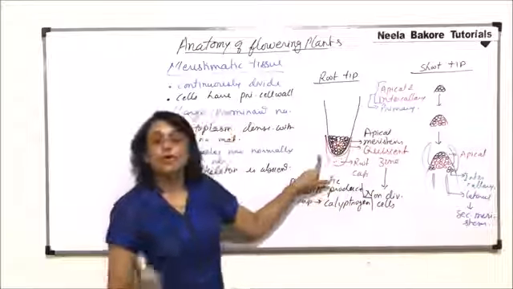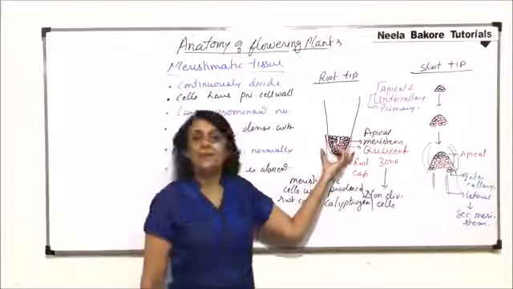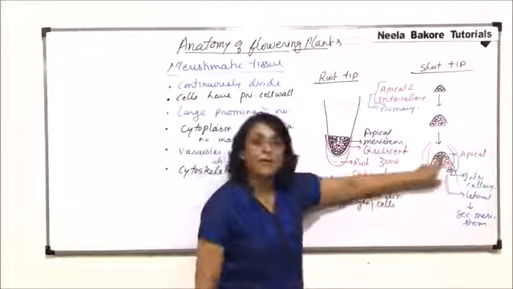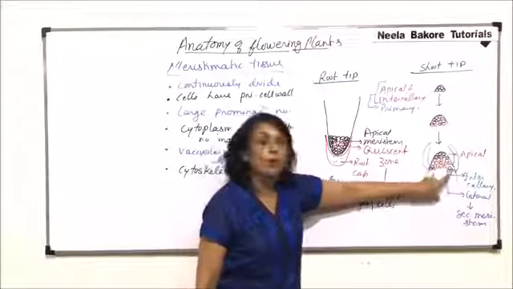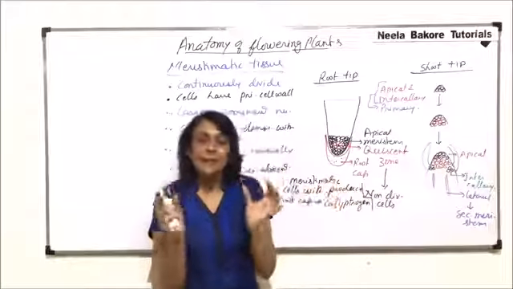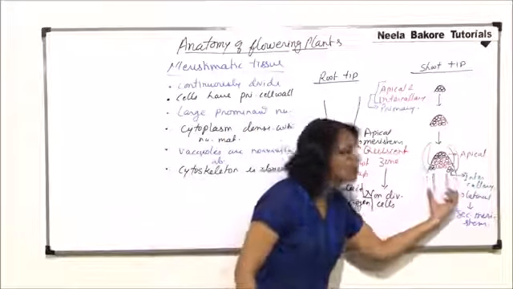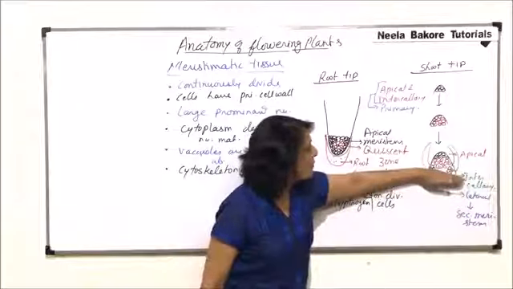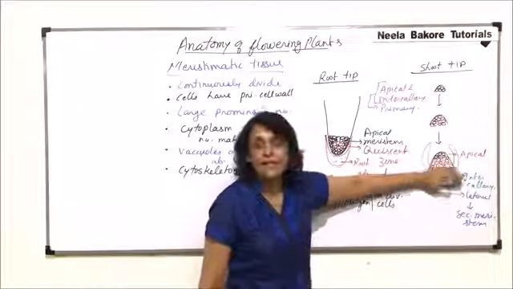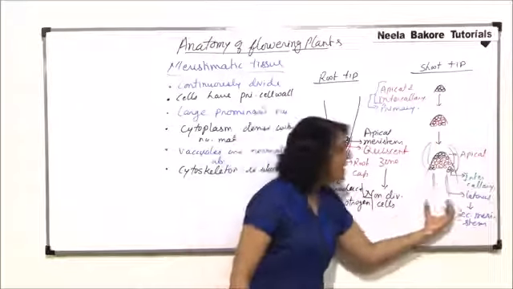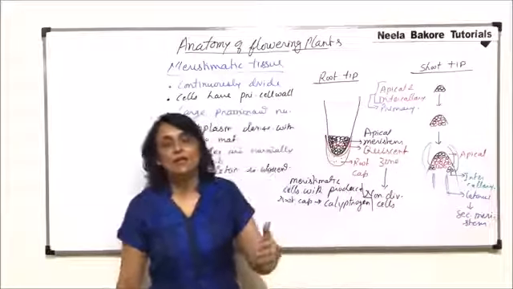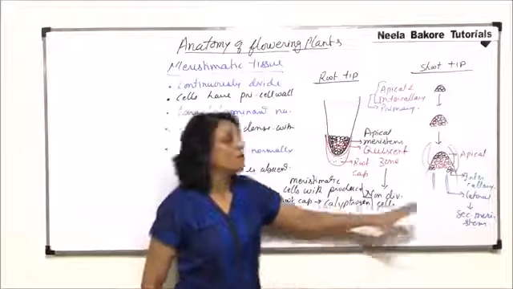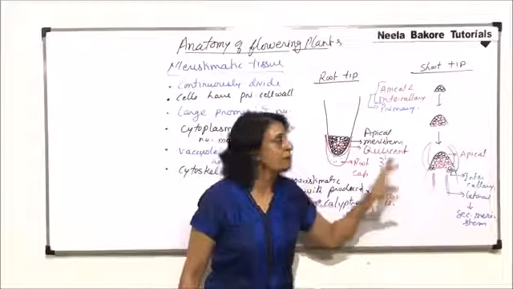So in case of root tip, there is only apical meristem, whereas in case of stem tip, we find apical meristem also. In case of monocots, we find the intercalary meristem also, and later on the lateral meristem also develops. So these two are formed first, the apical and the intercalary. So we call them primary meristem. Lateral ones, which are fascicular, interfascicular, and cork cambium, will develop later on. So they will be called the secondary meristems.